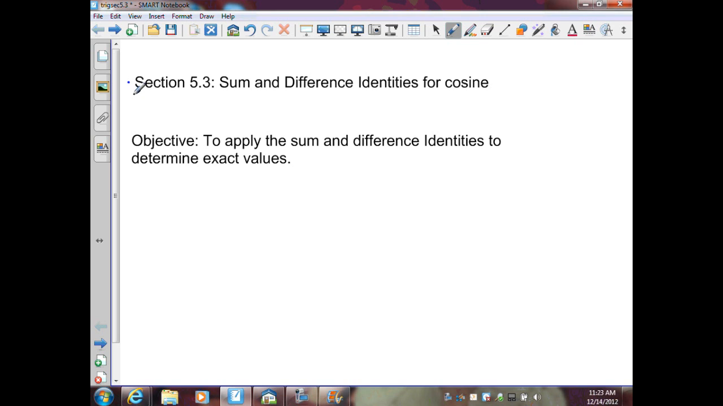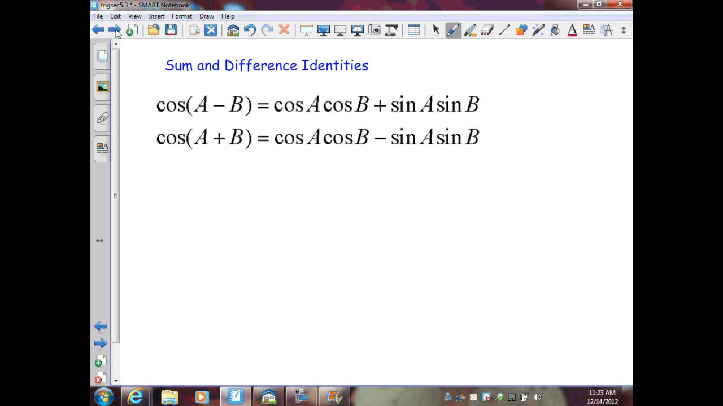Section 5.3, the sum and difference identities for cosine. These are the sum and difference identities for cosine. We can use these identities to help us determine exact values of degrees and radians that are not common degrees and radians. Our common degrees and radians we know are 30, 60, 90, 45 degrees. These will help us determine ones that are not of those common degrees or radians.